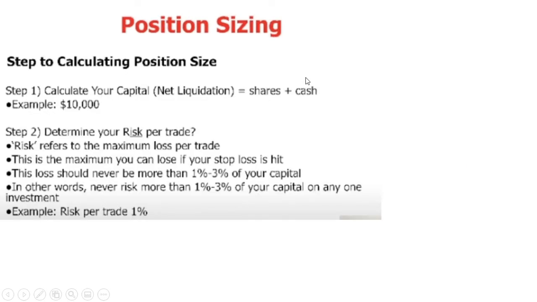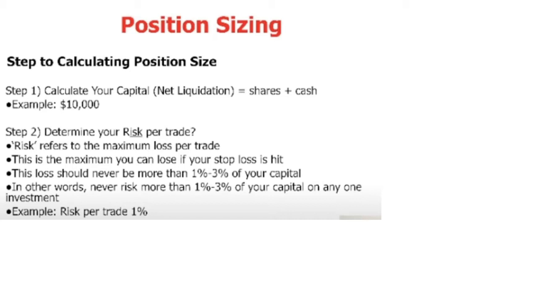Let's look. Steps to calculating your position size. It may look a little crazy mathematical right now, but I assure you I'm going to break it down in a way where it's very, very simple. Basic math. Step one, we need to calculate our capital, which is our net liquidation on our whole account. So that's our shares plus our cash that's in the account. For example, let's say we're starting with a $10,000 account, right?